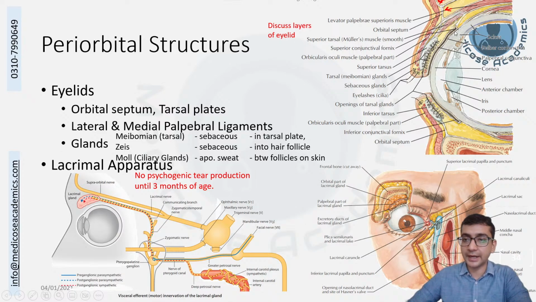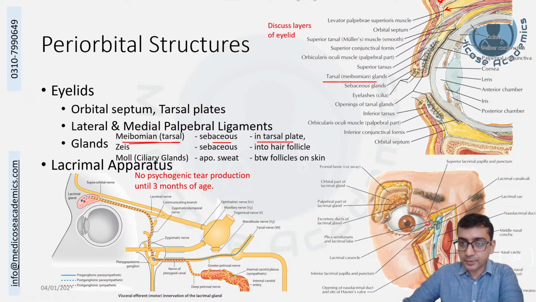Then there are different glands that are present inside. There is a set of glands present inside the tarsal plate. These glands are known as meibomian glands. These are sebaceous in nature, and they open up on the tip of the eyelid just behind the eyelashes.